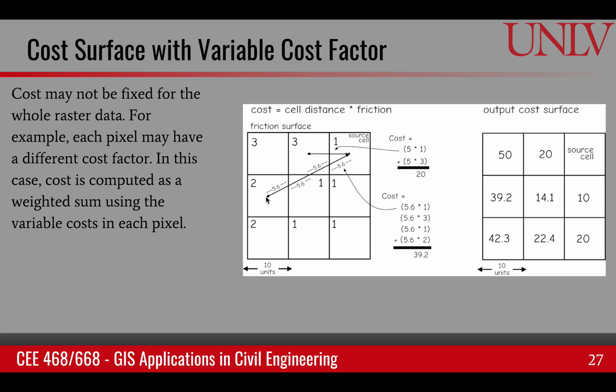Now if we were looking at this pixel, then it has 5.6 units in each of these pixels. So the part of its path going through this pixel is 5.6 times 2, 5.6 times 1, 5.6 times 3, and 5.6 times 1. And we add all of those values. So the cost of going from here to the source cells, or from the source cells to here, is 39.2. This is how you can find the cost when the cost of traversing each pixel is variable.